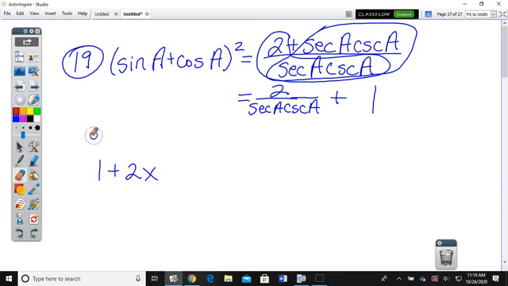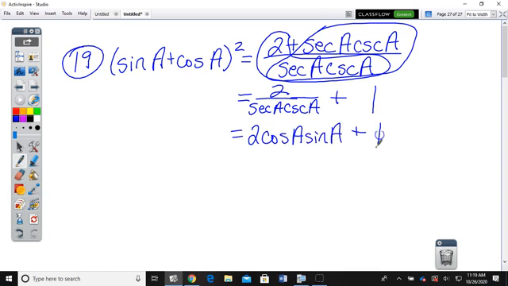Now I can change this to sine and cosine. Again, I'm going to do my little shortcut. I'm just going to move the reciprocals to the top. What's the reciprocal of secant A? Cosine. So I'm just going to put cosine A on top, and the reciprocal of cosecant is sine A on top. So this is 2 cosine A sine A plus 1.